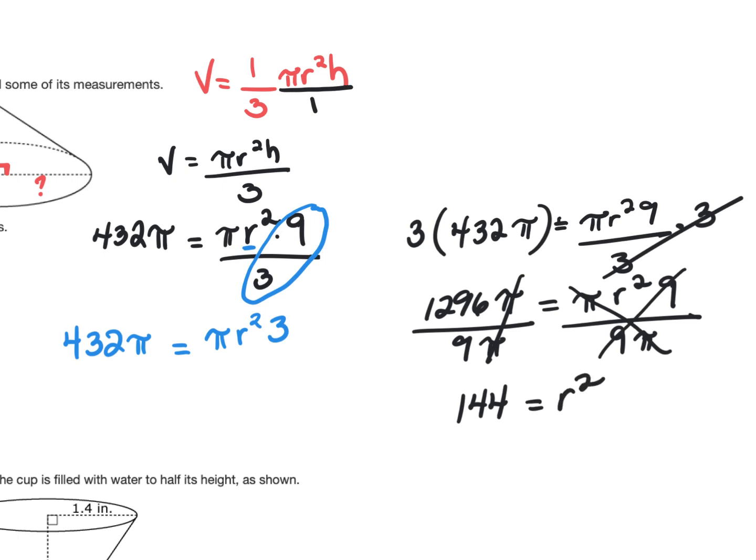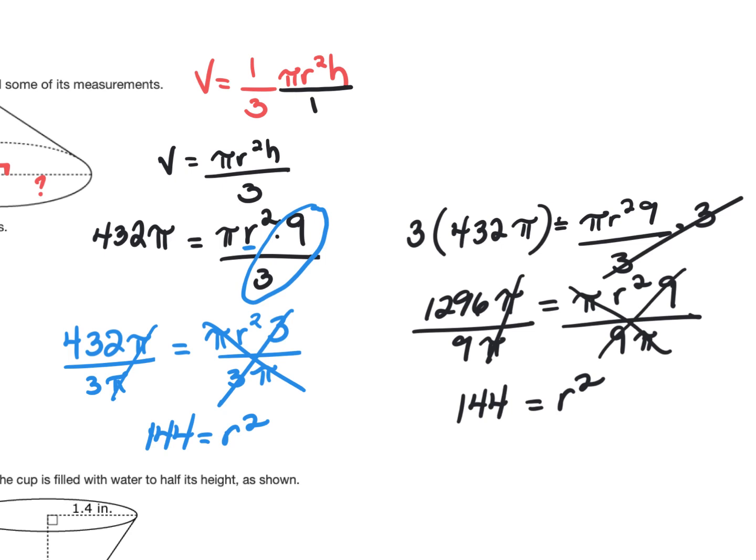Now, let me go back to my blue formula. If you did notice that 9 divided by 3 is 3, the only difference here is instead of dividing by 9 pi, I'm going to divide both sides by 3 pi. Again, the pi's cancel each other out, and 432 divided by 3, believe it or not, is 144. So we're left with r squared is equal to 144.